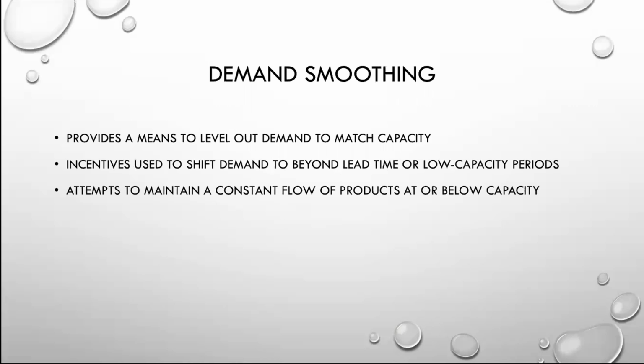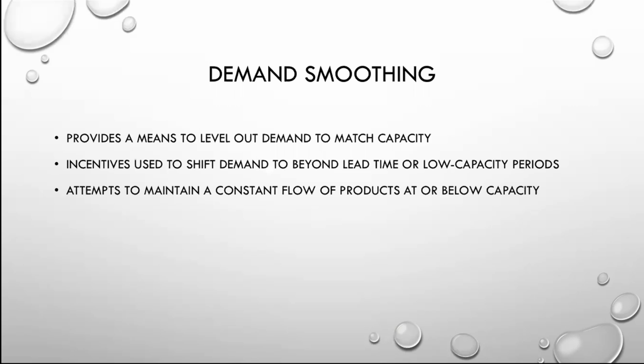For instance, Boeing uses this a lot. When Boeing sells 100 aircraft, they obviously cannot build 100 aircraft immediately. So what they'll do is they plug the demand into their capacity, and they schedule aircraft manufacturing while giving discounts to airlines based upon how long they're willing to wait for the product. So this is a type of demand smoothing that we use. It is used in an attempt to maintain a constant flow of products at or below capacity. And that's important to understand.